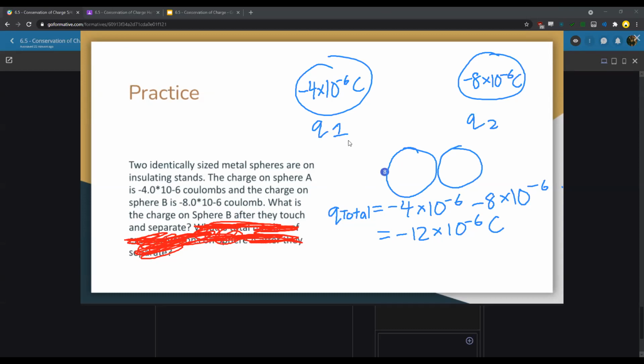So how are we doing, guys? We got up to the total charge part where you combine the objects together and then you have to separate the charges. So after you separate the charges, what is the charge? If the total charge is negative 12 times 10 to the negative 6 coulombs, what is the charge of each individual sphere after you separate them? Give me some hope, guys.